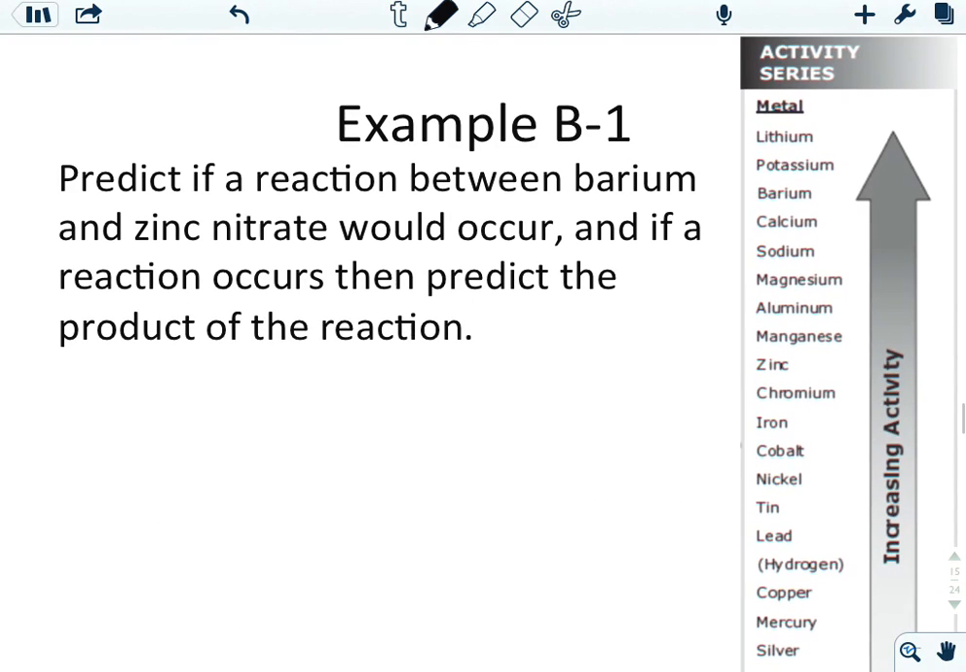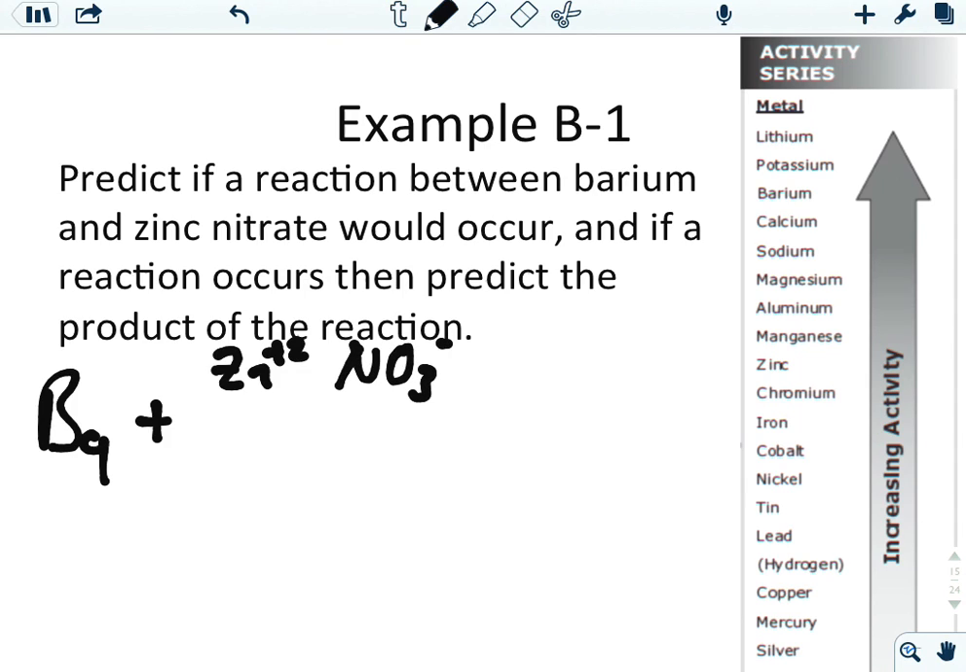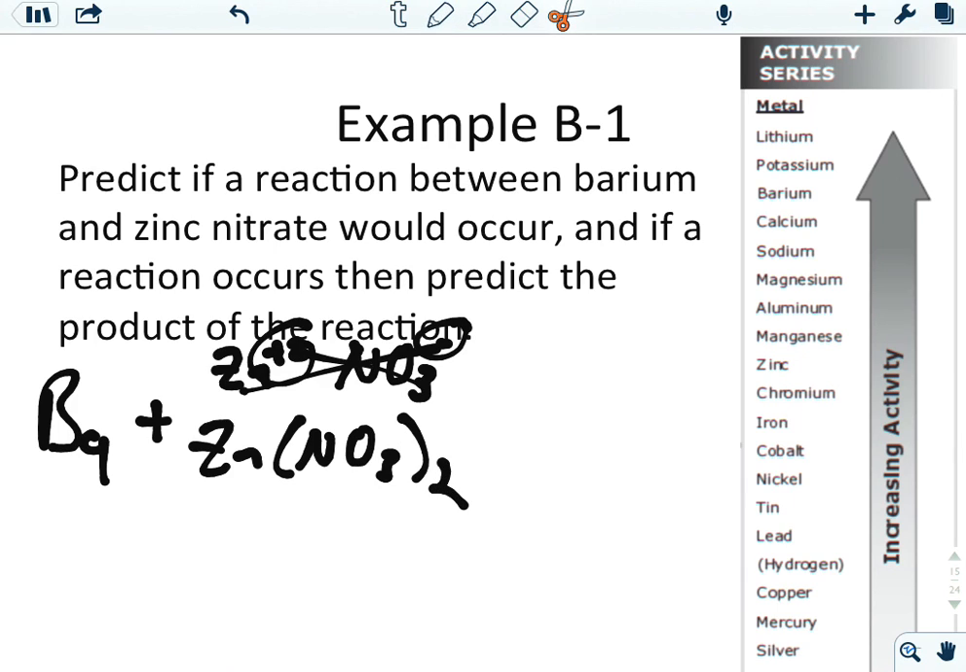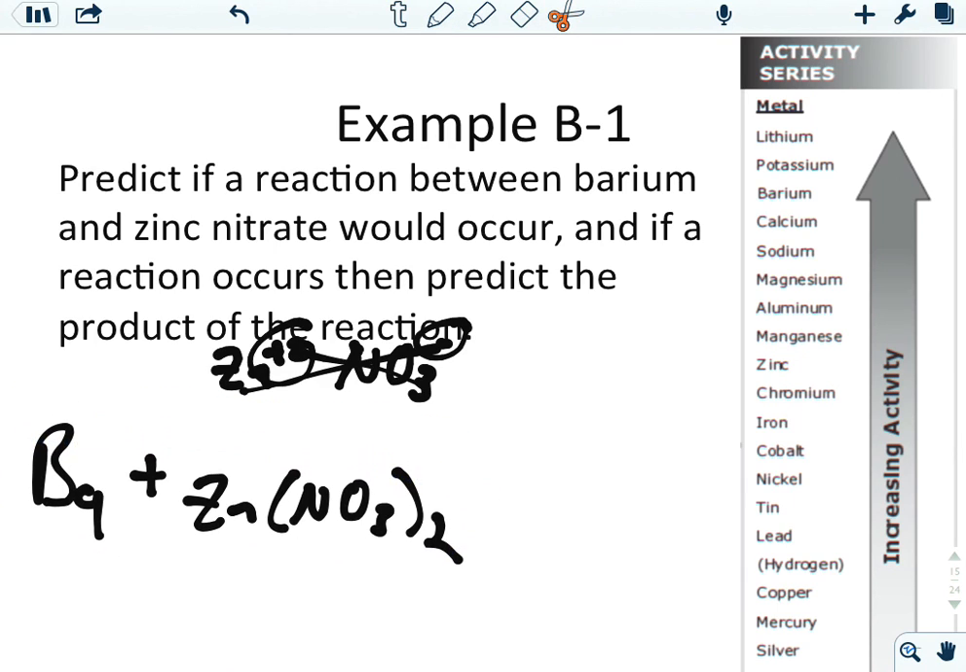So let's look at an example. Let's predict if the reaction between barium and zinc nitrate would occur. And if the reaction occurs, then predict the product of the reaction. So we have barium, which is Ba by itself. Is it a diatomic? No, it's not, so we don't put a 2. Okay, and then we have zinc nitrate, which we have zinc, which is +2, nitrate, NO3, -1, crisscross to make the compound. So we have Zn(NO3)2. So there's our possible reaction that we have.